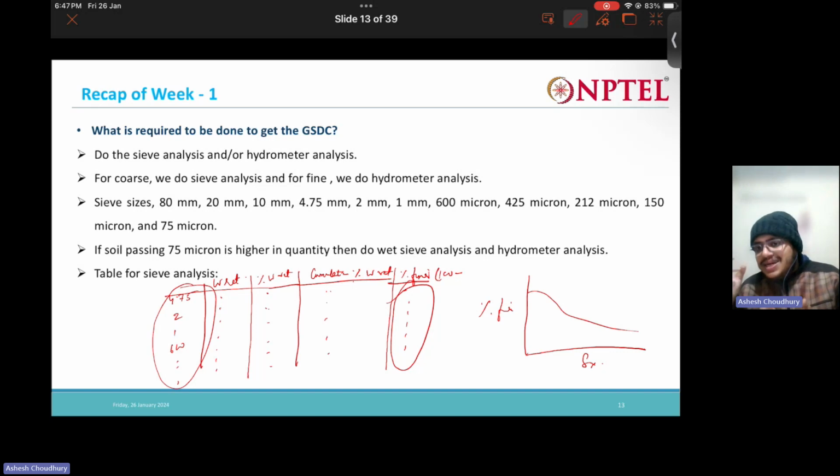So what we do is take some distilled water and wet the soil that is retained on the 75 micron sieve. As distilled water is non-ionic, it will not help in coagulation. It will just be a neutral agent. The particles that are sticking to each other will get separated, and then some more particles will pass through 75 microns. We'll see that.